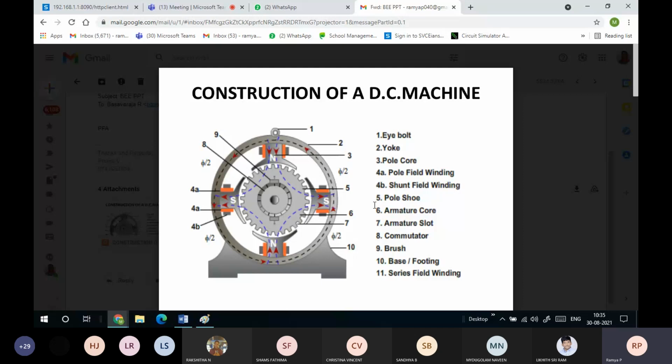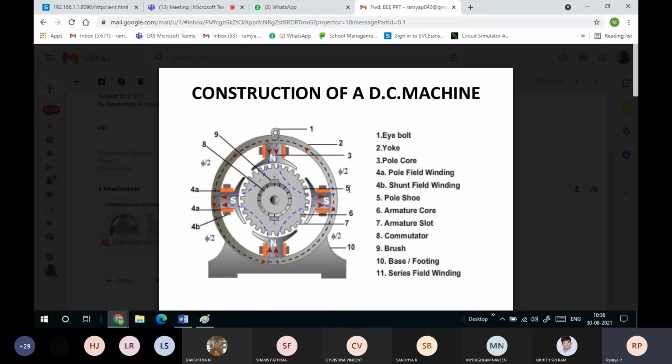See, where is that fifth one? The fifth one is here somewhere. This is my pole shoe. And the third one here, as they have shown, this is my pole core. This pole core basically carries the field winding. As you know, what do you mean by field winding now? The field windings are nothing but current carrying conductors, right?